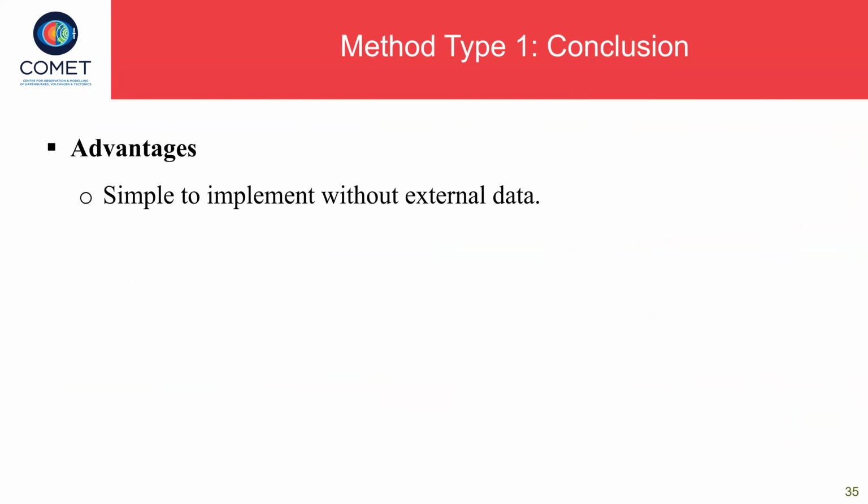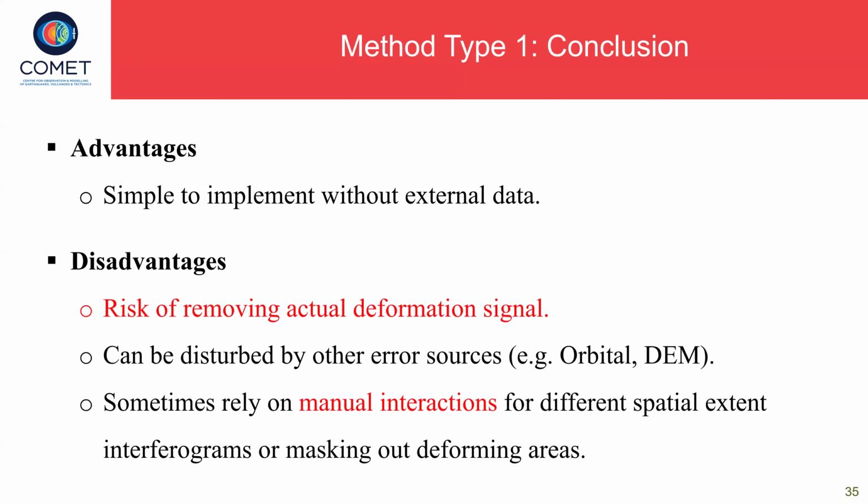And to conclude, the advantage of this method is that it's very simple to implement because we don't rely on external datasets. All we need is just an equation, and you can play with that equation with your own interferograms. So it's very easy to implement, but there are many disadvantages. First of all, there is the risk of removing extra deformation signal. For example, if your deformation signal is correlated with height, such as the volcanic deformation signal, which is correlated with the elevation as well. In this case, you will remove the actual deformation signal if you use the linear correlation method.